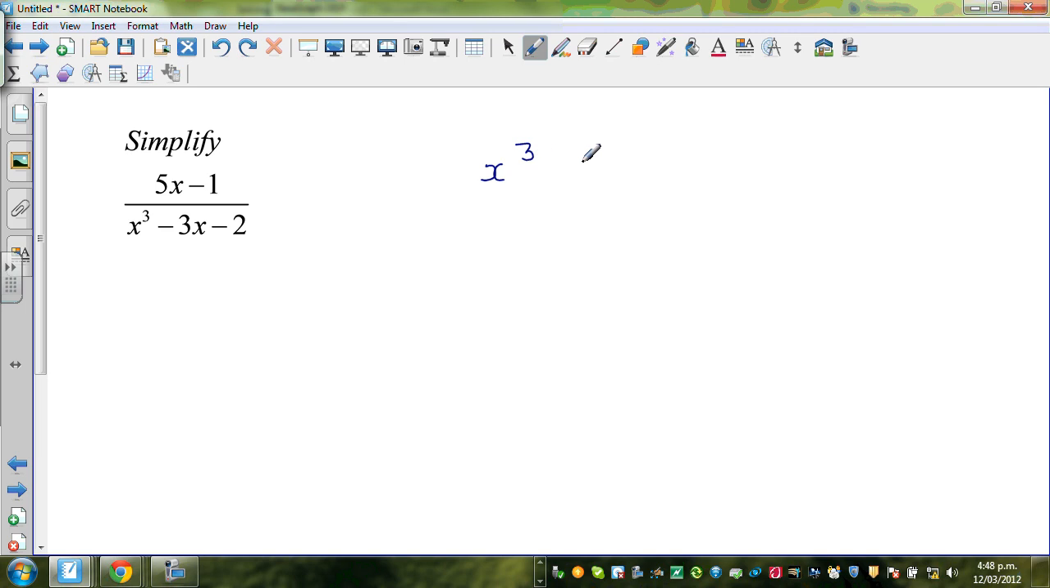Now, x cubed minus 3x minus 2. If you know the factor theorem, or the remainder theorem, you can do that. But I'm presuming you don't know the factor theorem. Now, how can I write this? I'm going to write this as x cubed plus 1 minus 3x minus 3.